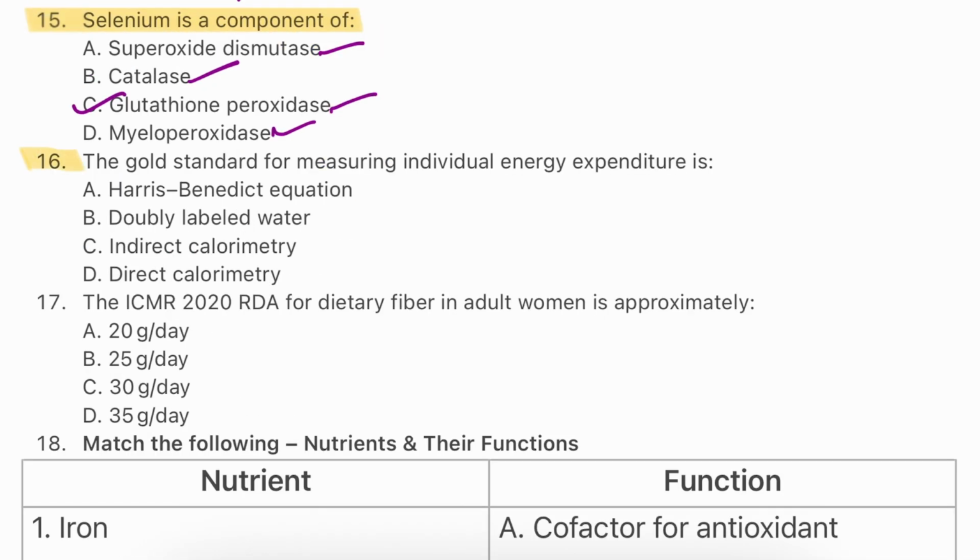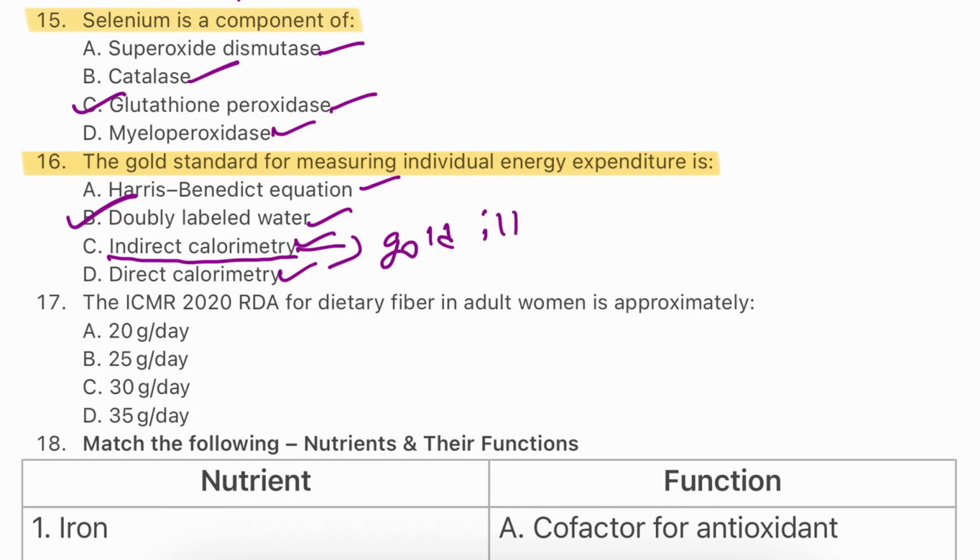Question number 16. The gold standard for measuring individual energy expenditure is Harris-Benedict equation, doubly labeled water, indirect calorimetry, direct calorimetry. The answer will be B. Doubly labeled water. Doubly labeled water measures total energy expenditure via isotopic water tracking, and indirect calorimetry is the gold standard in critically ill patients.